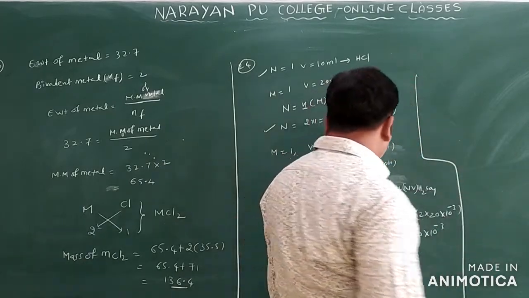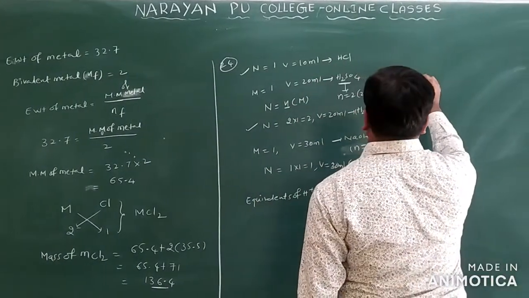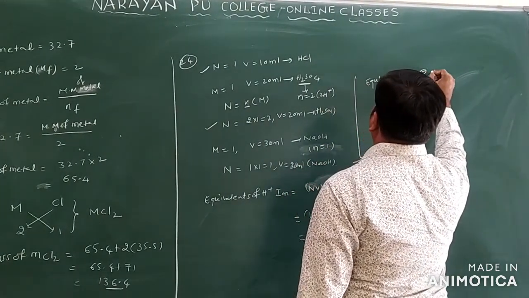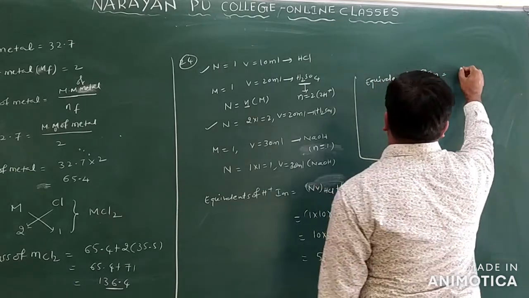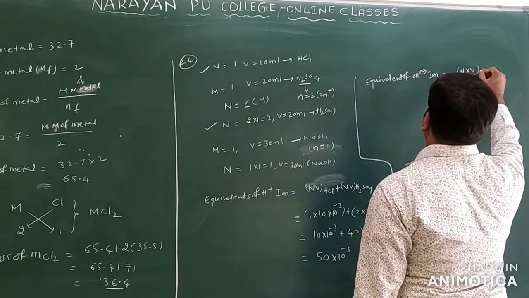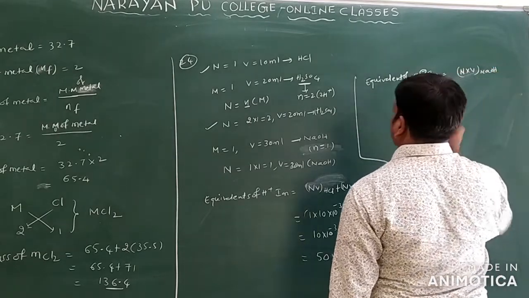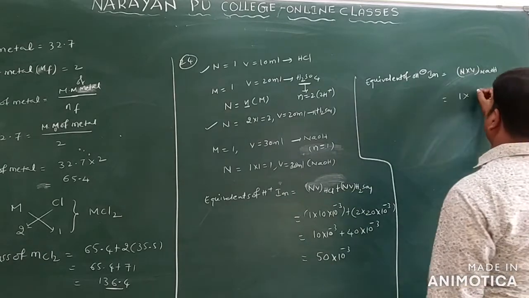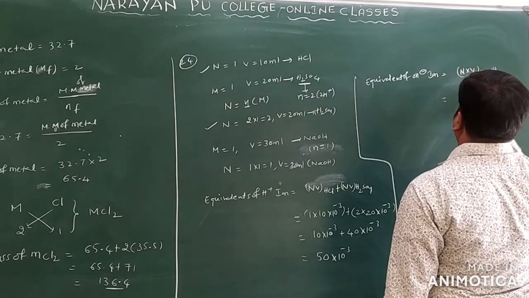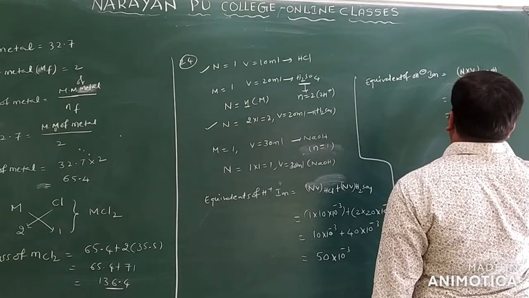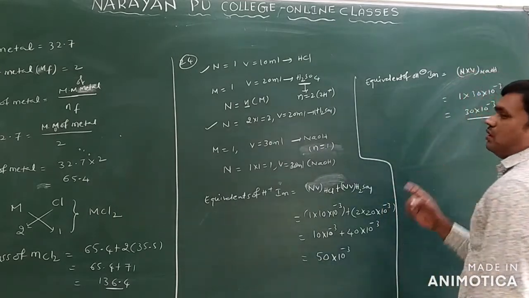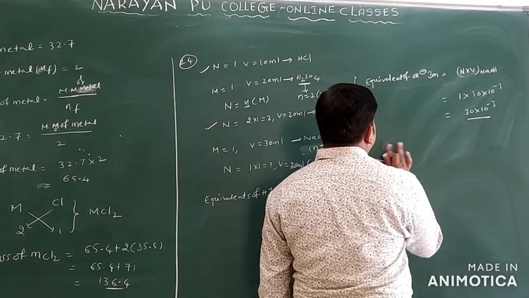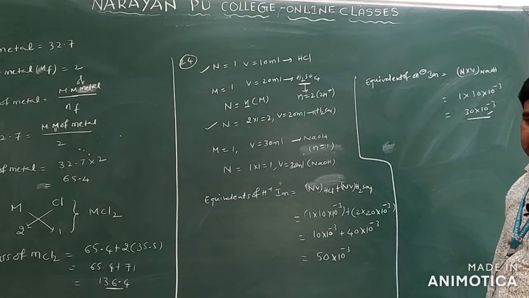Okay, now we'll see here the equivalence of OH minus ions. That is equal to normality into volume of NaOH. Normality of NaOH is 1 only. Volume we have is 30 into 10 power minus 3. You will get 30 into 10 power minus 3. This is the equivalence of OH minus ions only. So what you will find out here? You will see here 30 is there, here 50 is there.